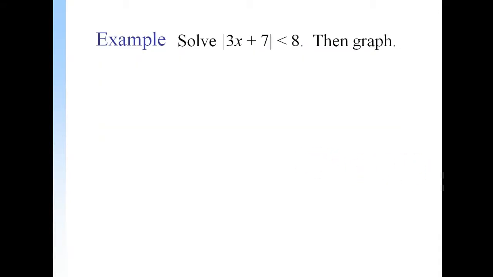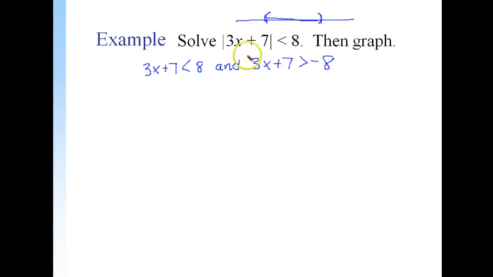All right, so let's do this one. Now, this is less than, so this is going to be an and. So we'll get the vocabulary right. So 3x plus 7 is less than 8. And 3x plus 7 is greater than negative 8. So again, when we fill that in, it's going to be something that looks like this. This is an AND.